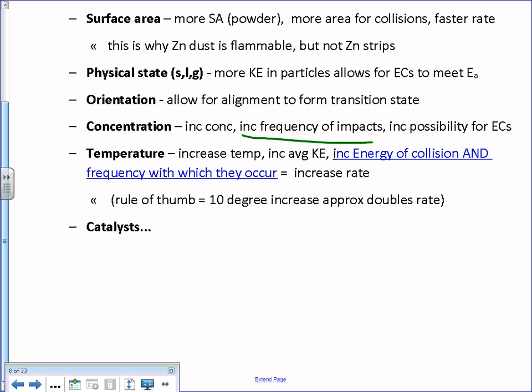This is one that two years ago was one of the lowest scoring questions on the AP exam because people didn't say both. Okay? So star that one or something. And then the general rule of thumb is that if you increase the temperature by 10 degrees, it should double the reaction rate. And that's degrees Celsius.